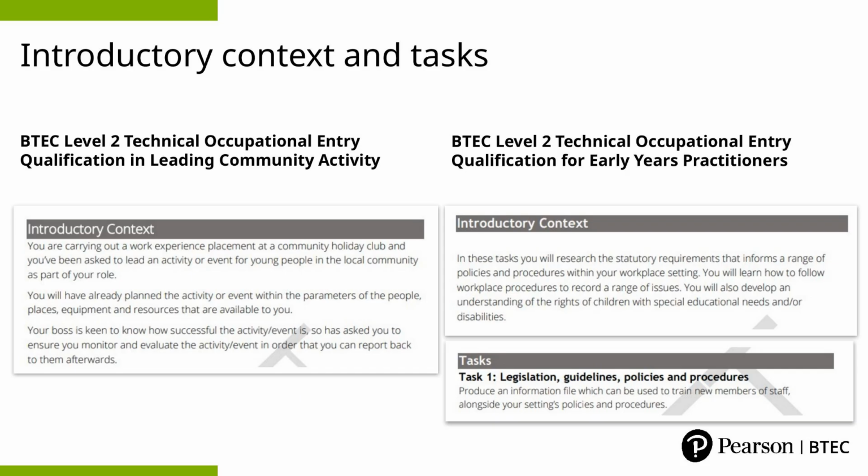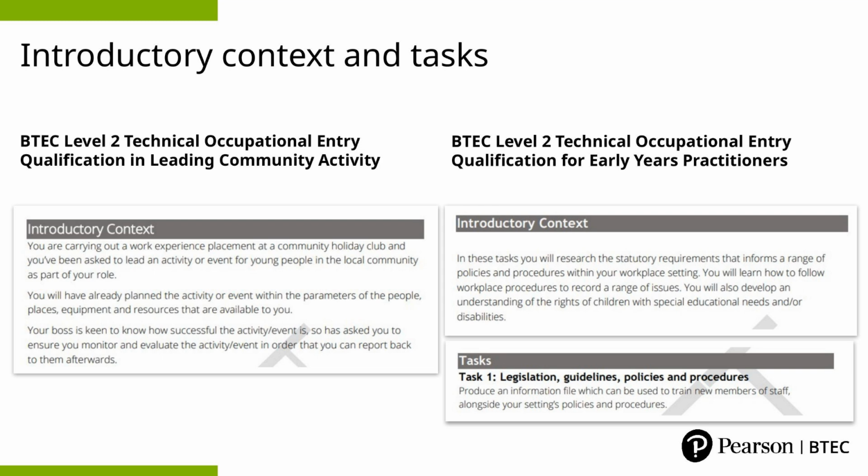Or you could make the sport more specific. For example, if you deliver your qualification as part of a football academy, the sports leadership activities could all be through football. The example on the right is taken from the BTEC Level 2 Technical Occupational Entry Qualification for Early Years Practitioners. This task is about understanding the policies and procedures that inform the statutory requirements in the sector. Therefore, there is very little point in adjusting the context here.